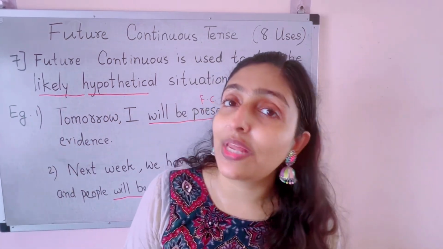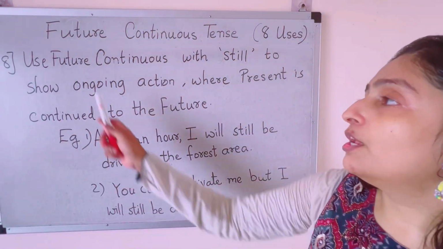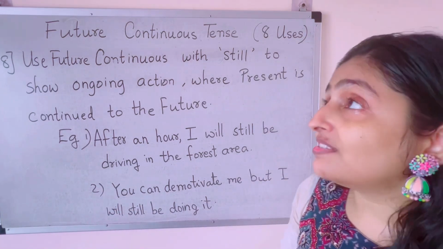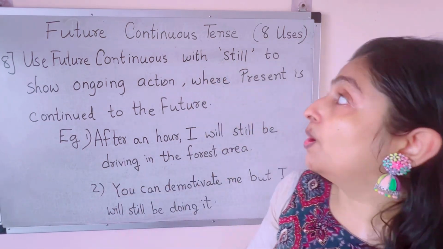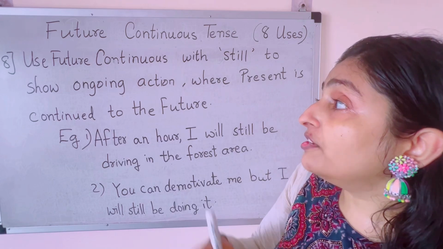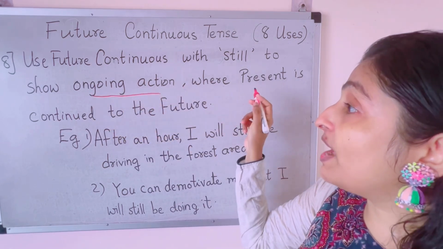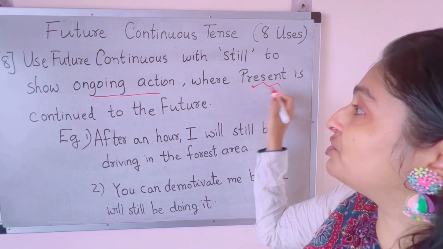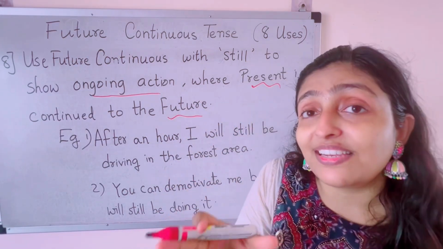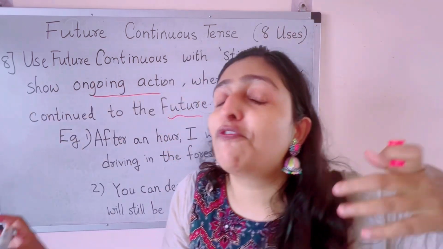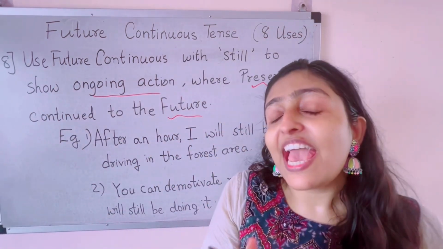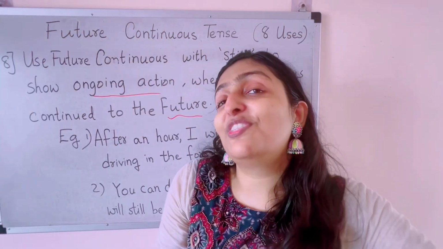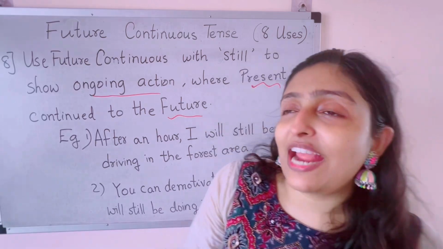Let's move on to the next rule. Rule number 8. Use future continuous tense with expressions like still, it's an adverb, to show ongoing action where present is continued to the future. Okay, the present is traveling into the future. Present is encroaching into the future, trespassing into the future. There is a zone of transition.